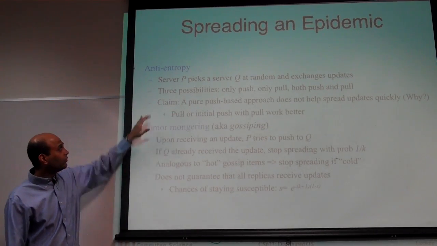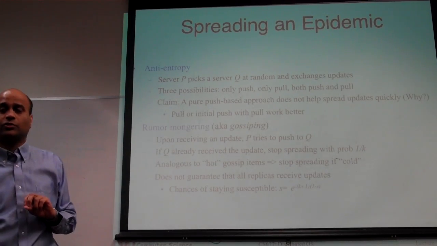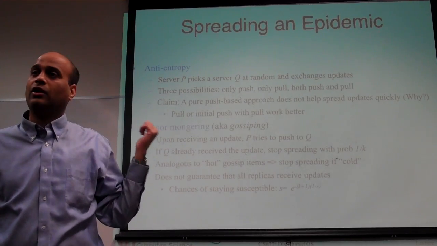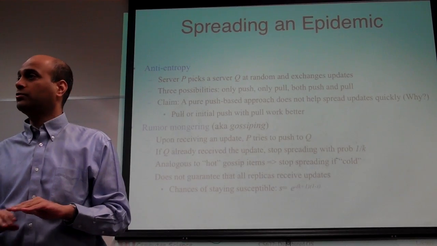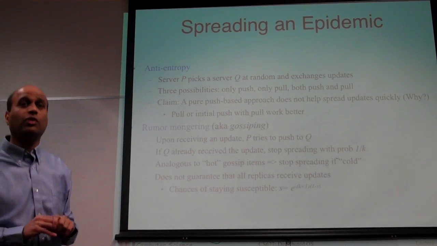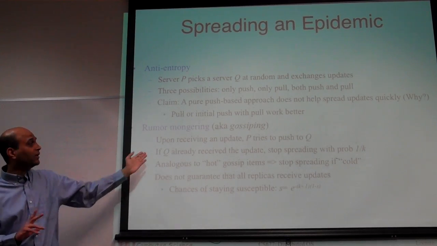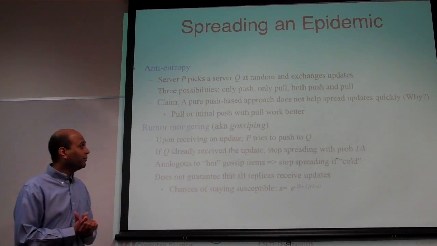So that's anti-entropy. There's another protocol here which is called rumor mongering. This is also called gossiping, and this is why this entire class of epidemic protocols are also referred to as gossip-based protocols in the literature. If you just do a Google search on gossip protocols, you'll see lots and lots of papers that have used some variant of these protocols. Again, this is a randomized protocol.